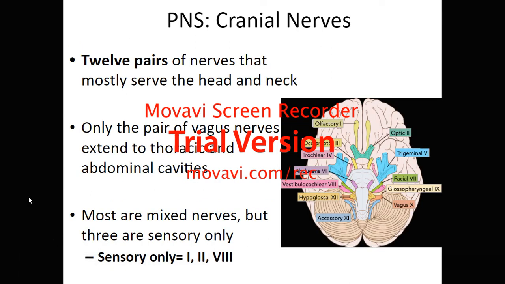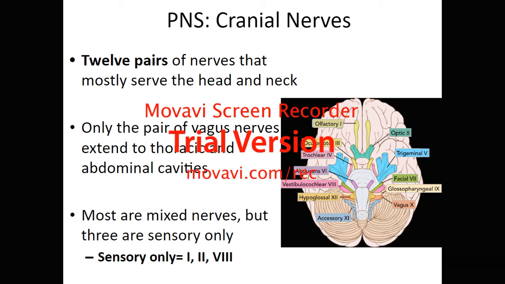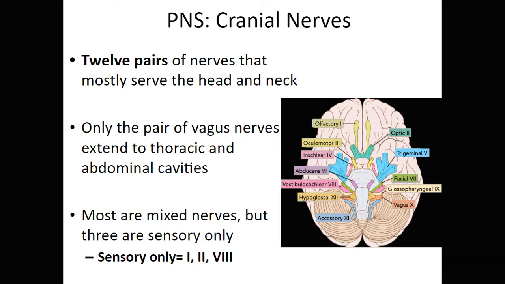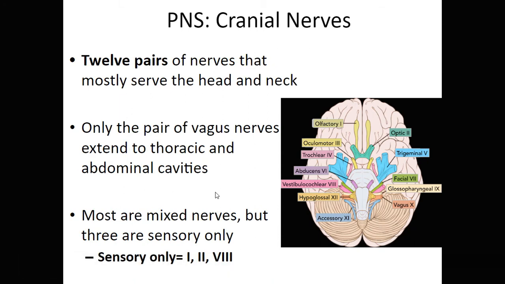All right, so you have 12 pairs of cranial nerves. Most serve the head and neck area. Only the pair of vagus nerves extend to the thoracic and abdominal cavities. Most are mixed nerves, but 3 are sensory only: cranial nerves 1, 2, and 8 are sensory only.